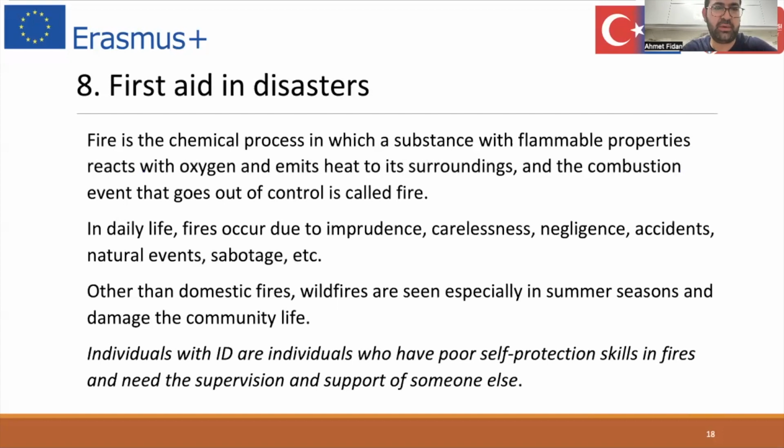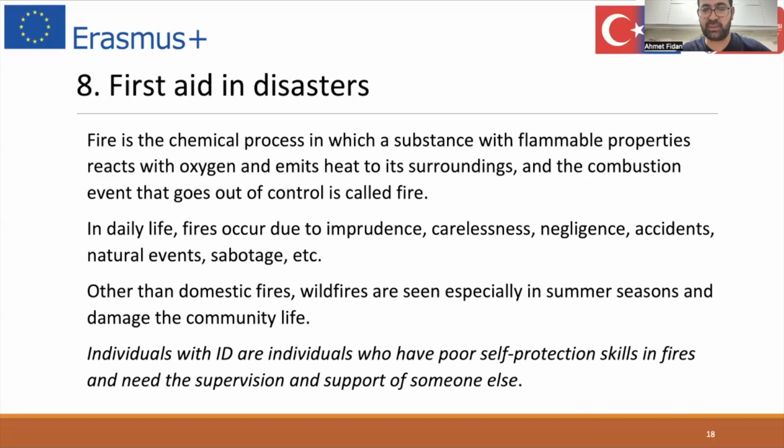And fire. Fire is the chemical process in which a substance with flammable properties reacts with oxygen and emits heat to its surroundings, and the combustion event that goes out of control is called fire. In daily life, fires occur due to imprudence, carelessness, negligence, accidents, natural events, sabotage, etc. Other than domestic fires, wildfires are seen especially in summer seasons and damage community life.